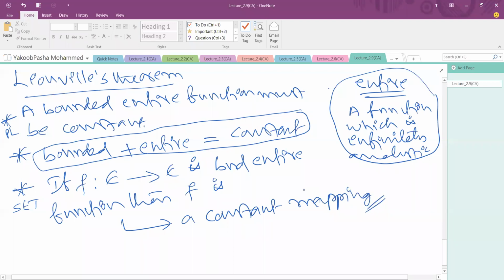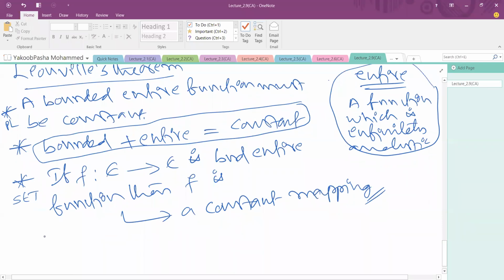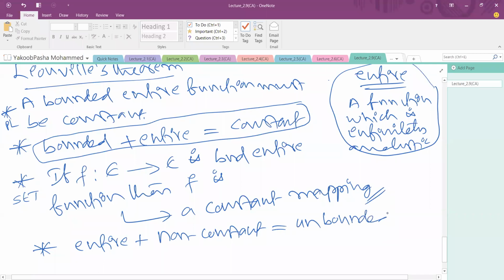If we take a function which is entire, I am taking a function which is an entire function only, but it is not constant. Not constant అయిందనుకోండి, this function is not bounded. It means unbounded.